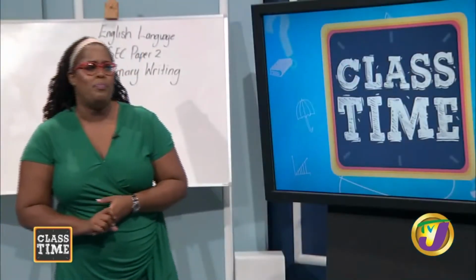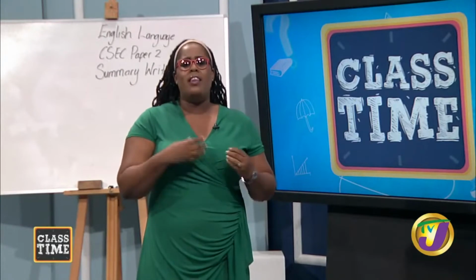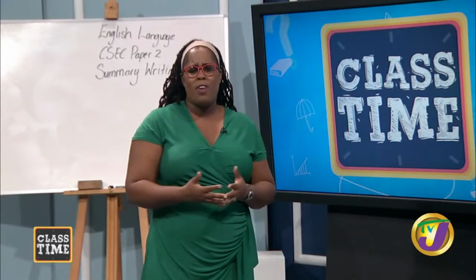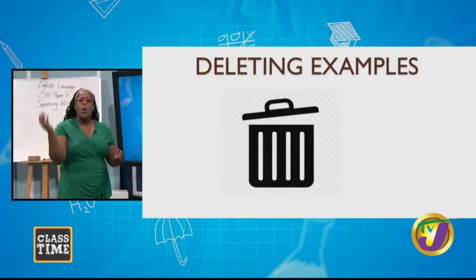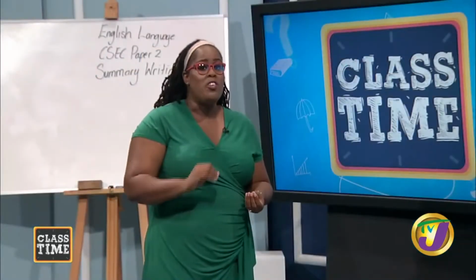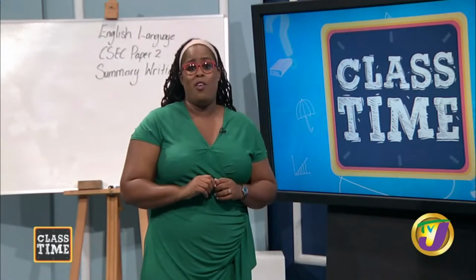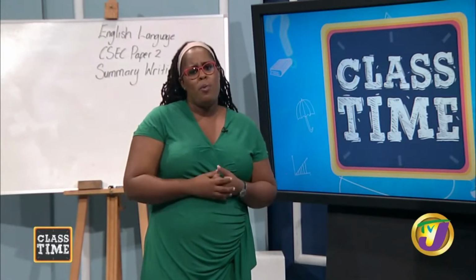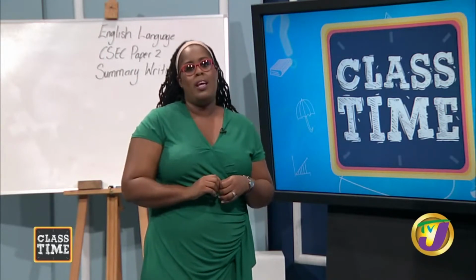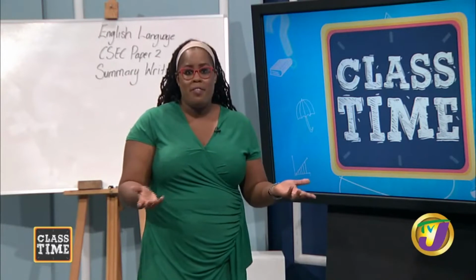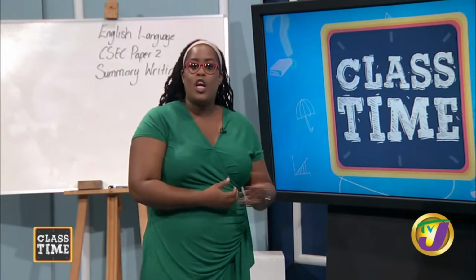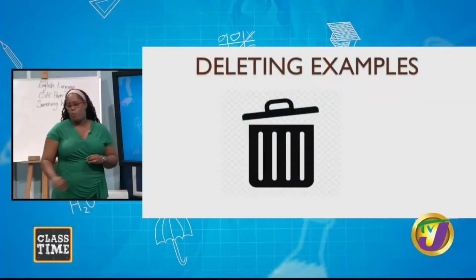So moving on. Now, deleting examples. This is another step involved in summary writing. Have you ever read an extract and realized that they're giving a whole heap of examples just to emphasize their points? That is in the original extract. We don't want that in our summary because most often than not, the summary has a word limit. And for CSEC purposes, you are given a word limit when you are writing your summaries. So there would be no need for including examples in your summaries.